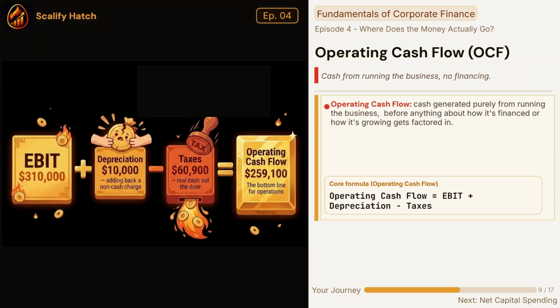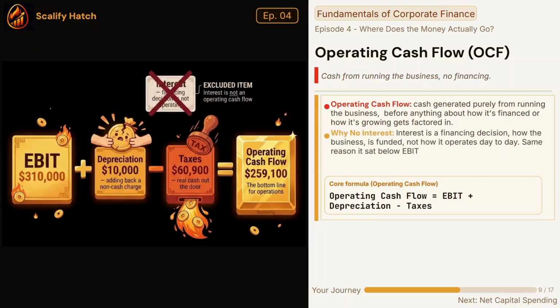Notice what's not in the formula: interest. Interest is what it costs to finance the business, a decision about how the restaurant is funded, not about how it actually operates day to day. Same reason it sat below EBIT on the income statement last episode. If we include it here, it will lead us to mixing an operating number with a financing one. Taxes, on the other hand, do belong, because unlike interest, taxes are a cost of doing business no matter how it's financed. And unlike depreciation, they're paid in real cash.